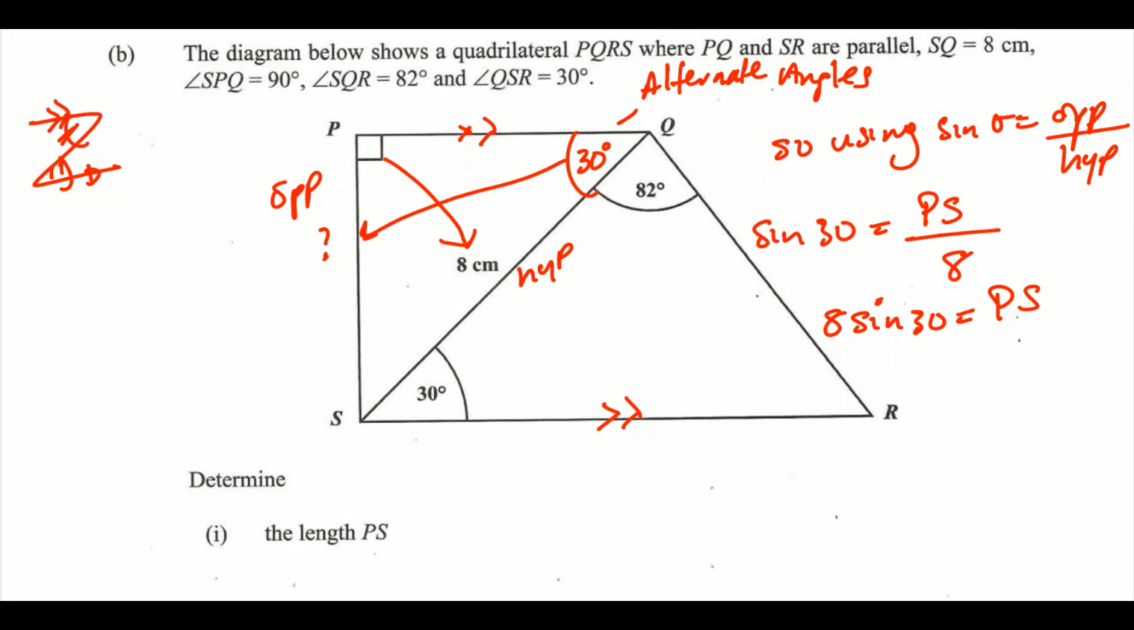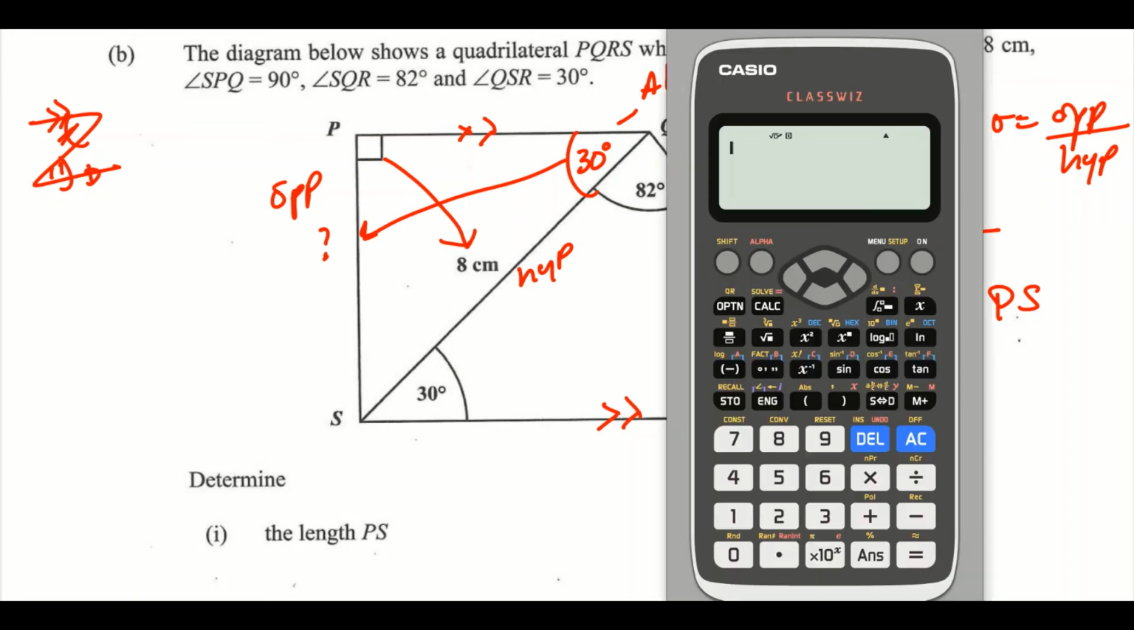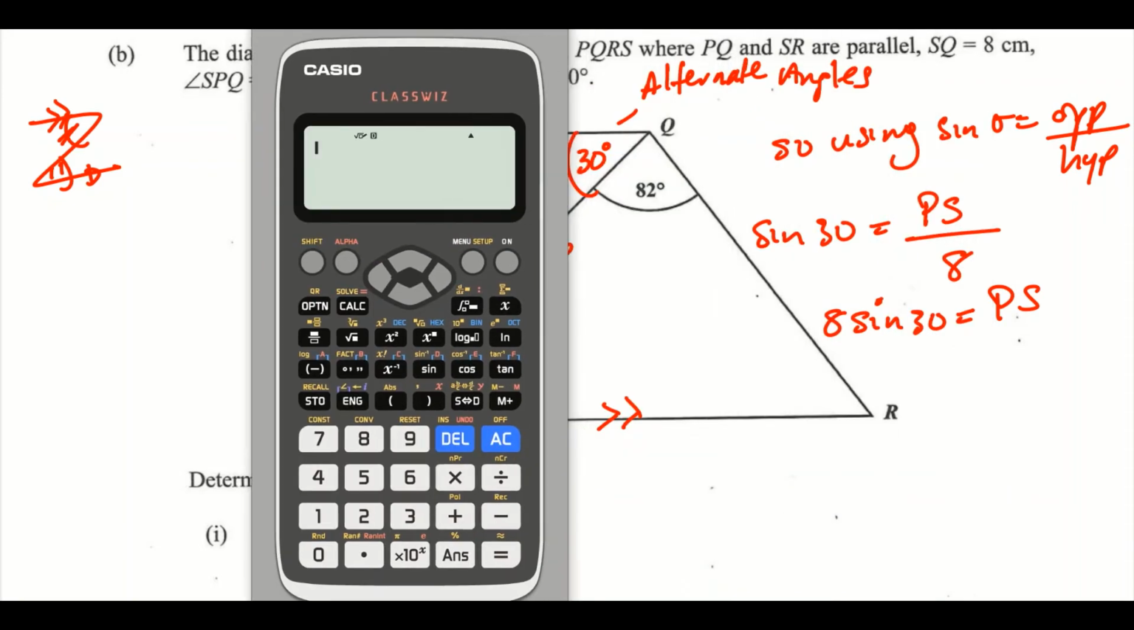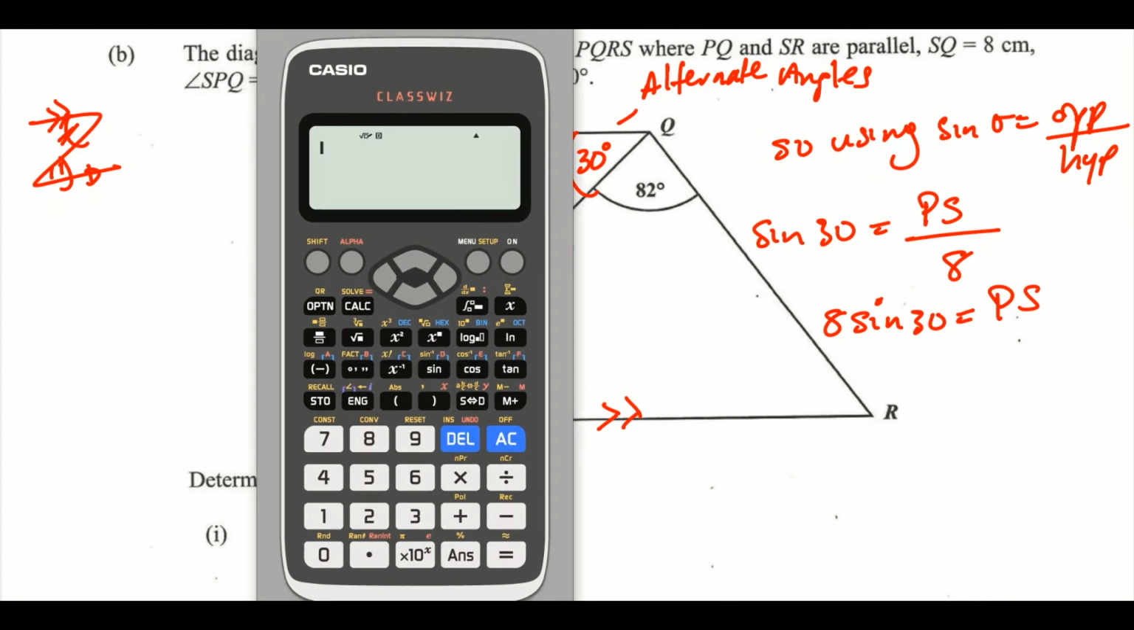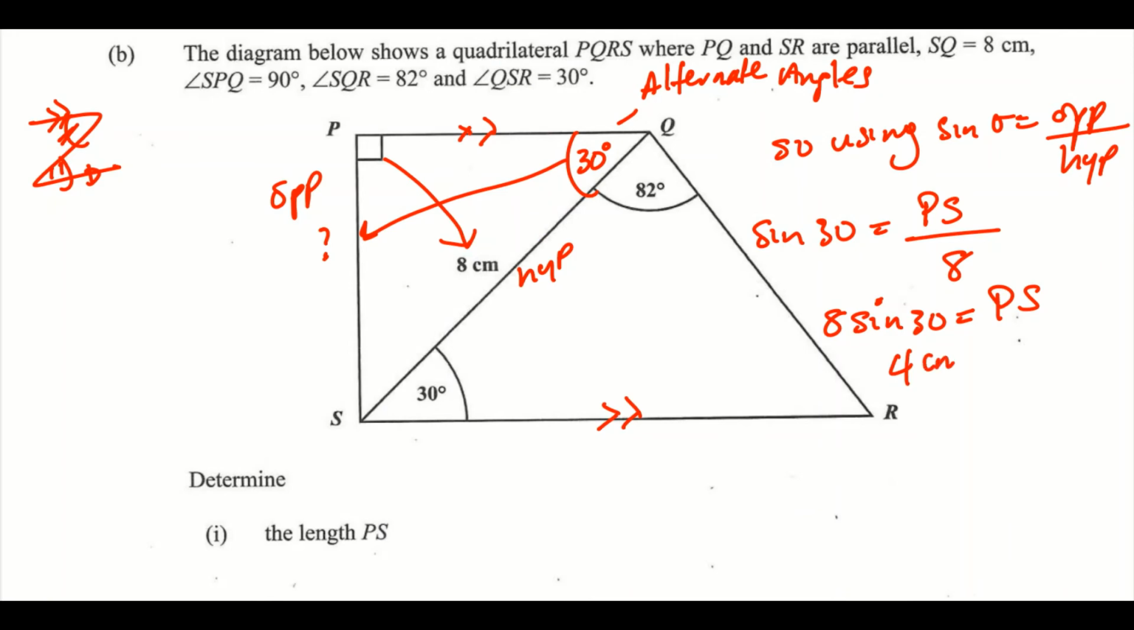Then our calculators now. So we have 8 sine 30, and that gives me 4. Good. So 4 centimeters is PS. So therefore, the length PS is equal to 4 centimeters.